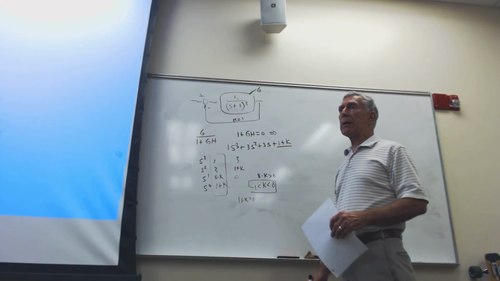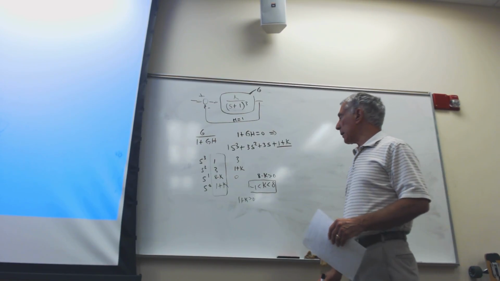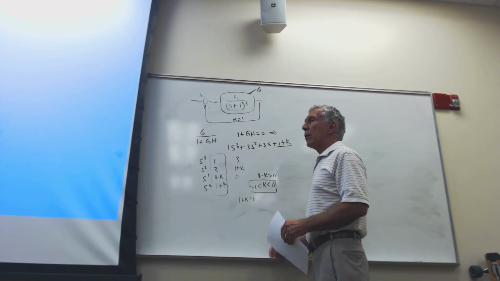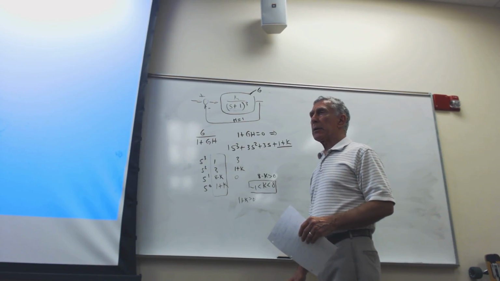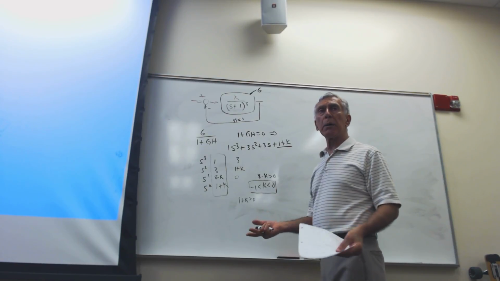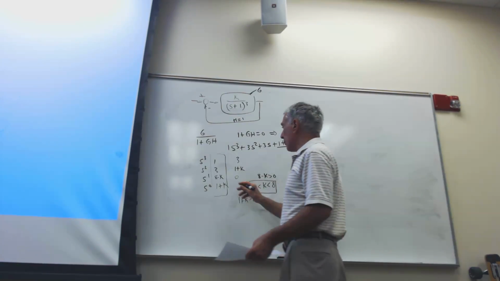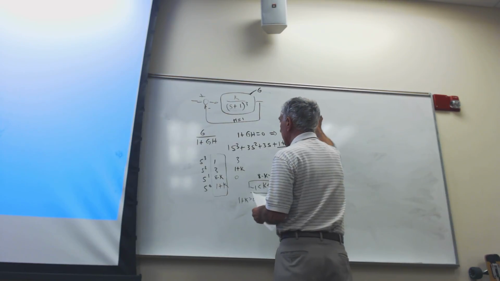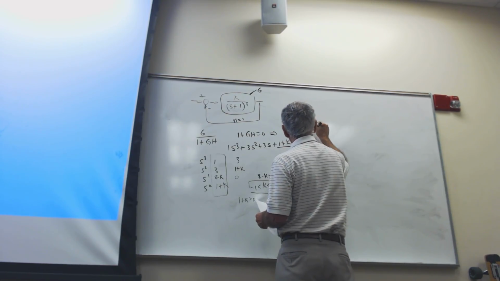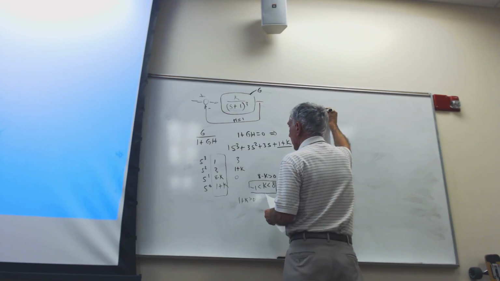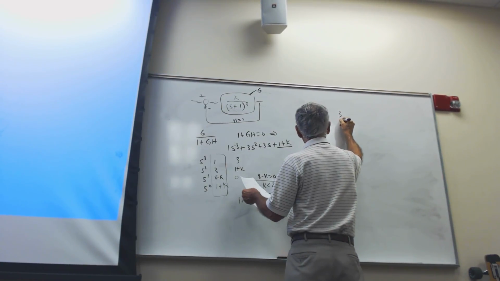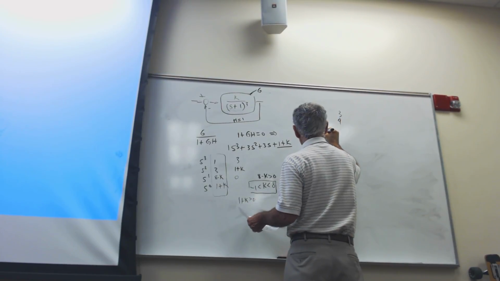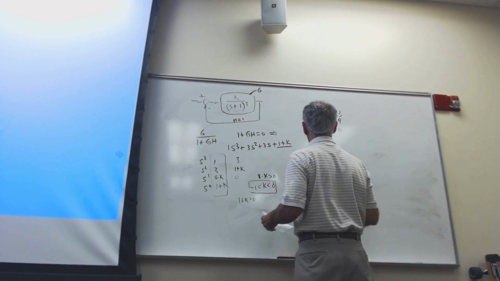And then what we said was, what do you get if K is just equal to 8? You get a marginally stable system, right? With K equal to 8, the array becomes s cubed, s squared, s to the 0. We get 1, 3, and 3, and with K equal to 8, that's 9. And then here we get a row of all zeros, and then this is 9 as well.